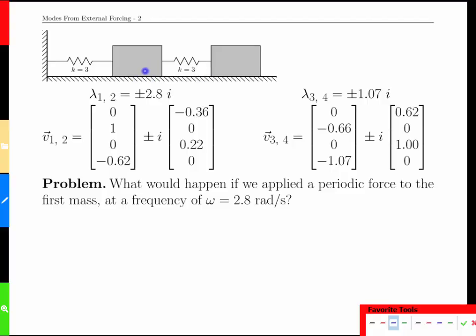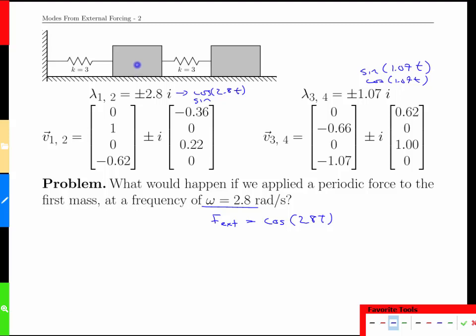When we study this two-mass system with these springs and masses of 1 kilogram, we get these eigenvalues, which dictate the solution form. We're going to have cos of 2.8t or sine of 2.8t's, and we're going to have sine of 1.07t's and cos of 1.07t's. What happens then if we just, to either mass, start applying a force that has a frequency? It can be a very small force, but some F external that looks like cos of 2.8t.